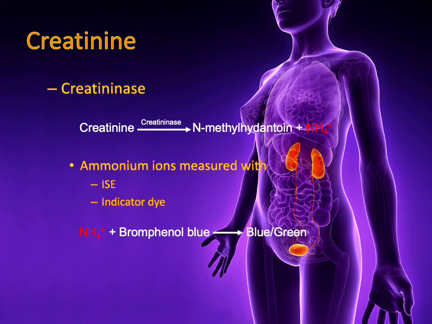The last method is enzymatic and requires creatininase. This enzyme catalyzes the conversion of creatinine to N-methylhydantoin and an ammonium ion. The ammonium ions produced can then be measured with either an ISE to measure electrical conductivity or reacted with an indicator dye such as bromophenol blue.